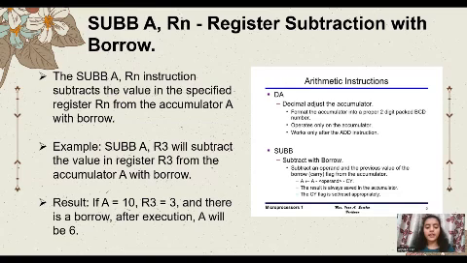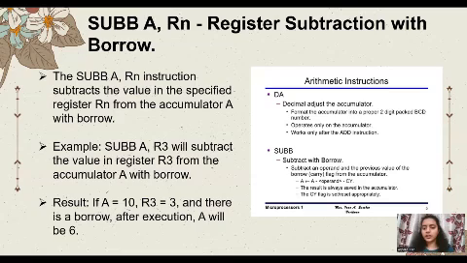For the result, if I take A equal to 10 and register R3 value equal to 3, and I assume that there is a borrow, then after the execution A will get the value 6. As shown in the previous image, there is a formula for the borrow. If you apply that formula, then we get the A value.